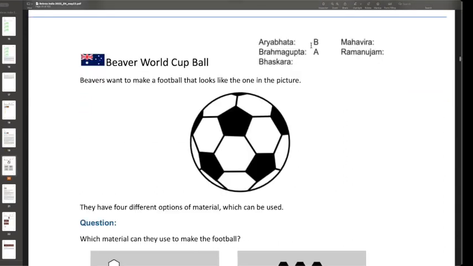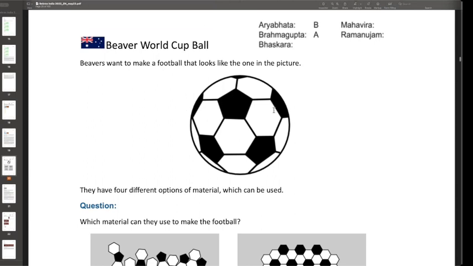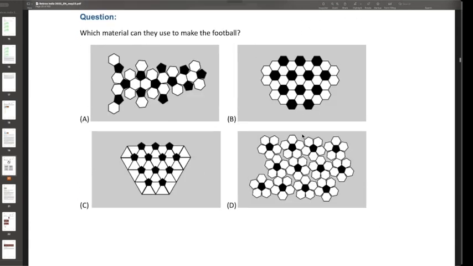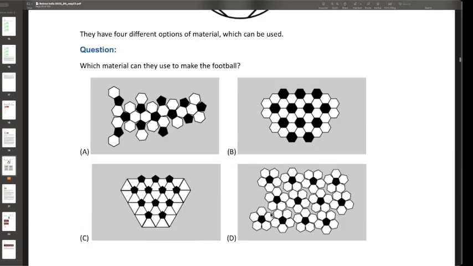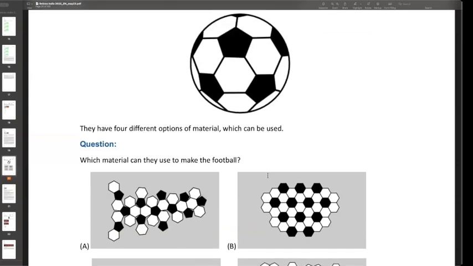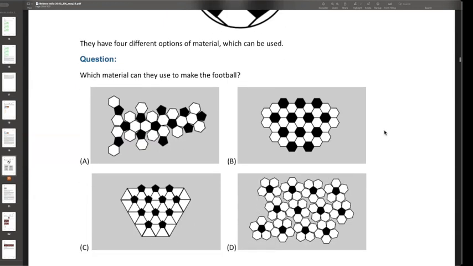So now this one is a B for Aryabhatta and A for Brahmagupta. So this is the football that beavers want to make a football like this. So for that, they have to take a material from one of these four and fold it into a football. Now, which of these materials do you think can make a football like this one? You can type the answer in chat to me.